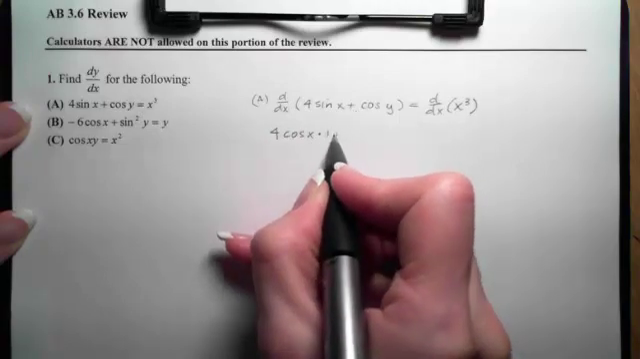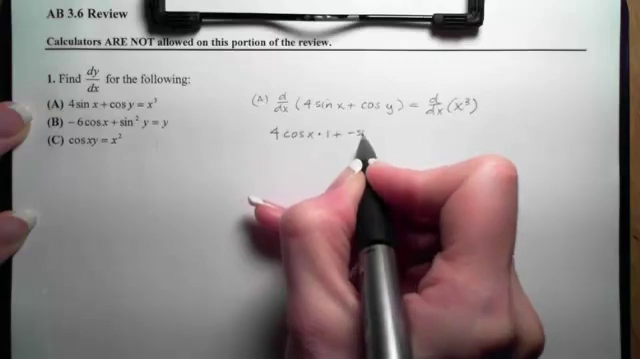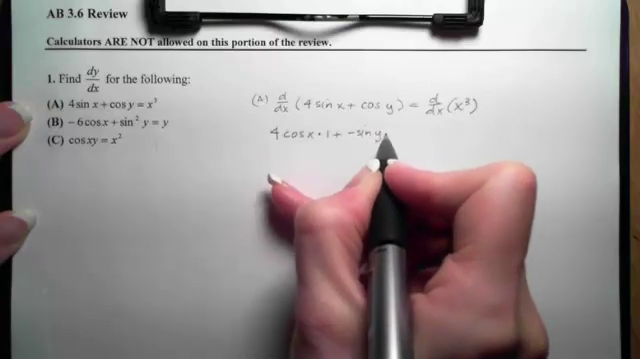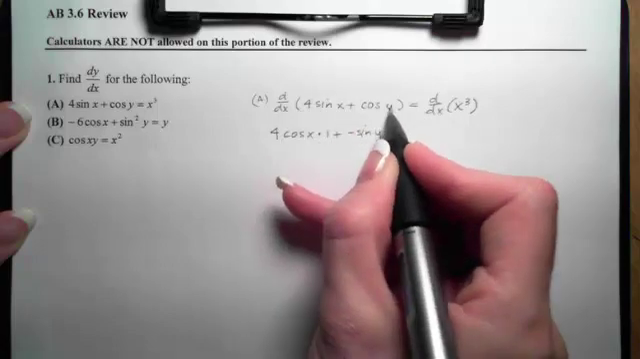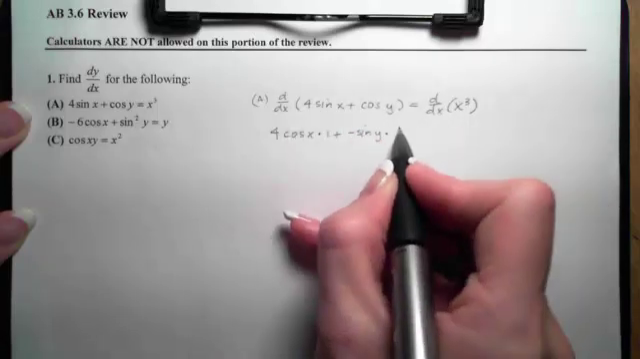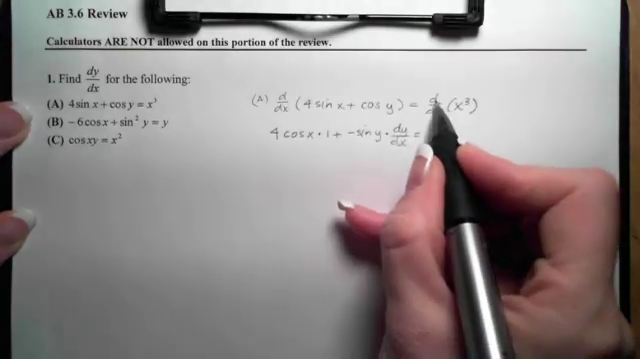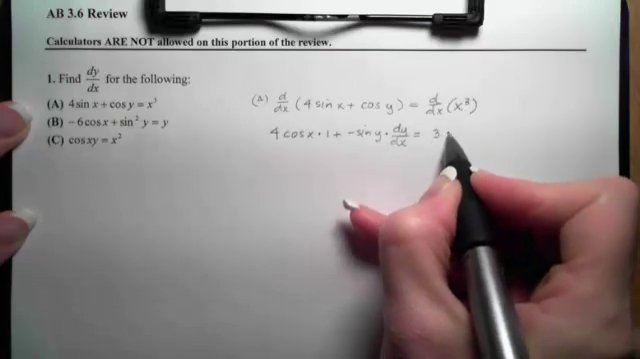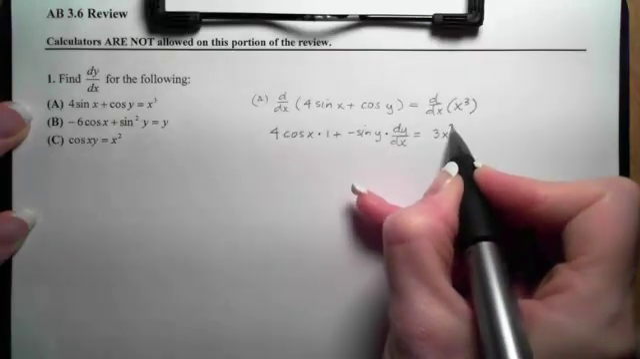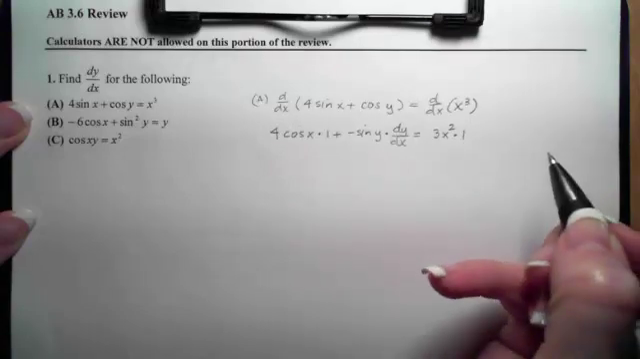Hit the plus, move through it. Hit the cosine. Derivatives of cosines are negative sine of its inside unchanged. Now we hit the y, and the derivative of a y with respect to x is a dy dx. On the other side, we have the derivative of an x cubed, so the first thing we hit is the power. The inside remains unchanged. Decrease the power by 1, and then take the derivative of the inside.